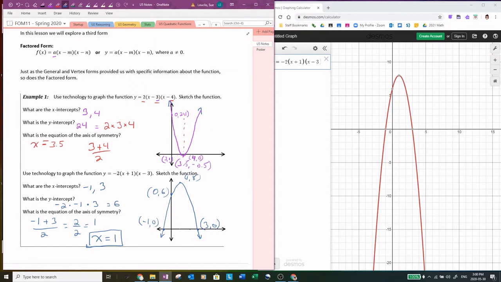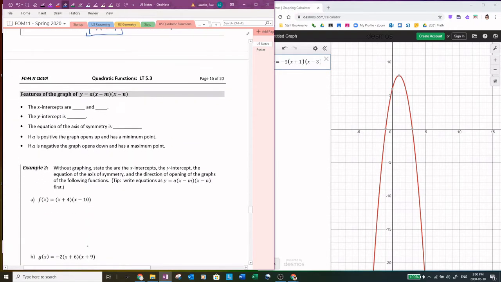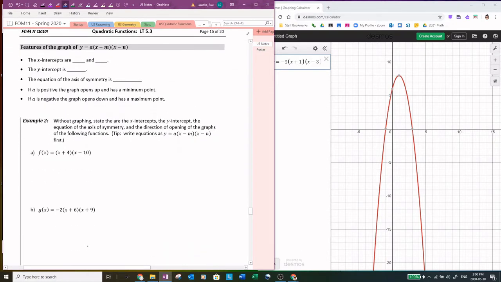Okay, next page. So to summarize the features of this formula, the x-intercepts are m and n in the equation. The y-intercept is a times m times n. The equation of the axis of symmetry is x equals m plus n divided by 2. It's the average. If a is positive, the graph opens up and has a minimum point. If a is negative, the graph opens down and has a maximum point, just exactly like we saw before. All right.